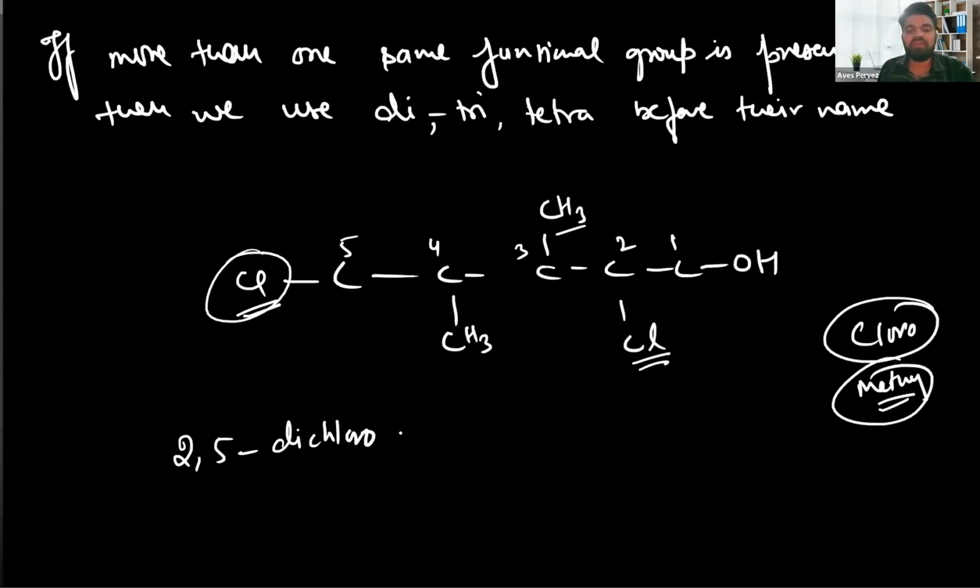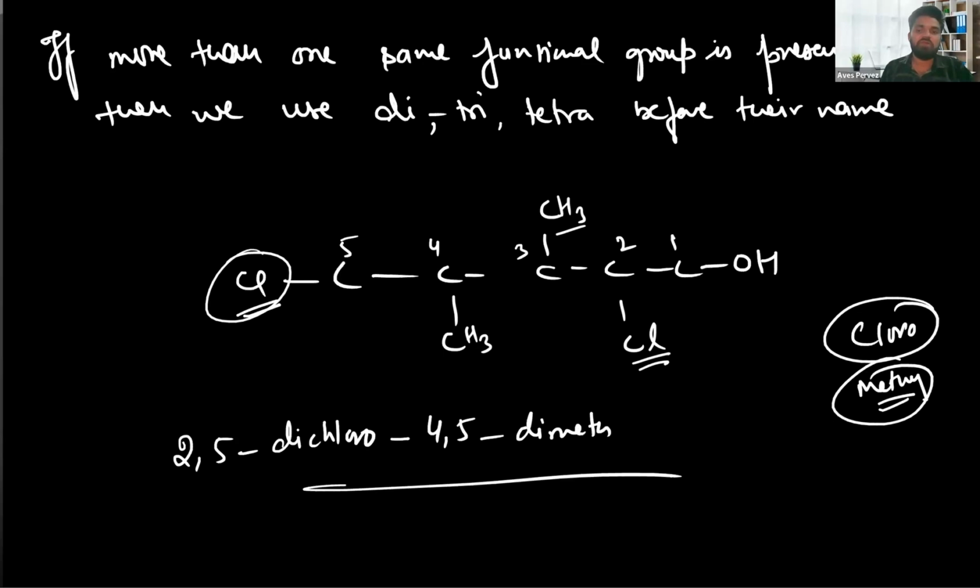Okay, 2,5 dichloro. Then if there are 2 methyl groups, then we'll write 3,4 dimethyl, and then we'll write further. Or if there is only one methyl, then you can write it this way, 4 methyl. Don't write di. Then we'll write 2,5 dichloro, 4 methyl like this. Okay, got it?